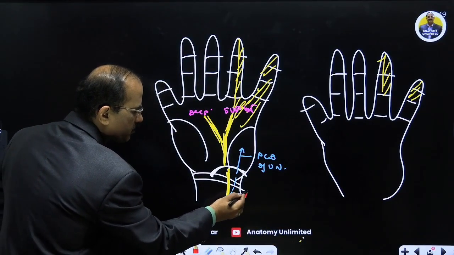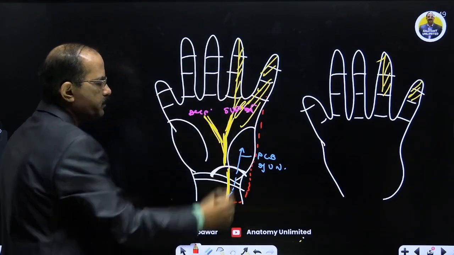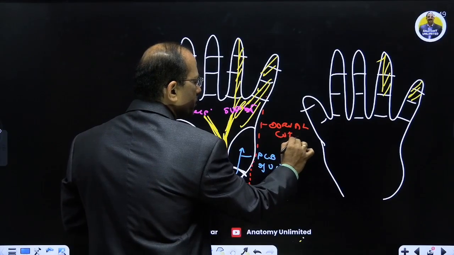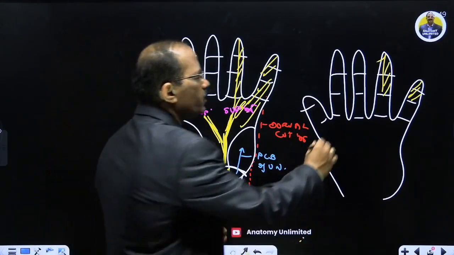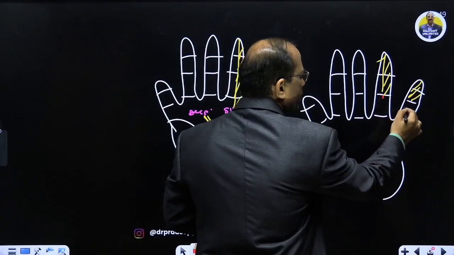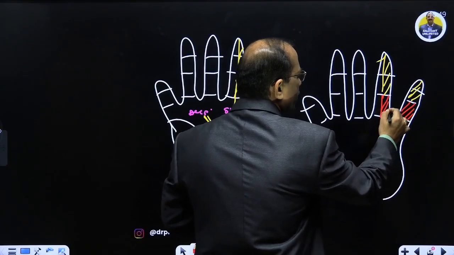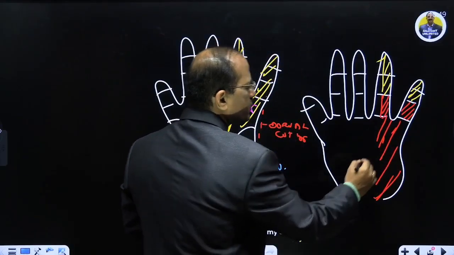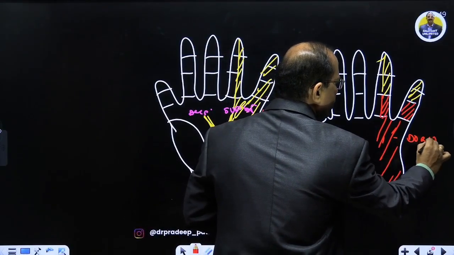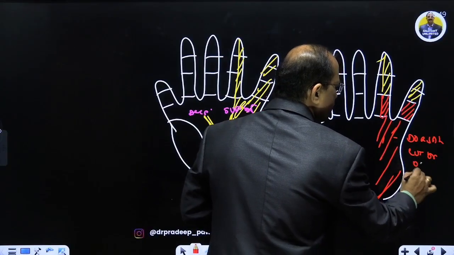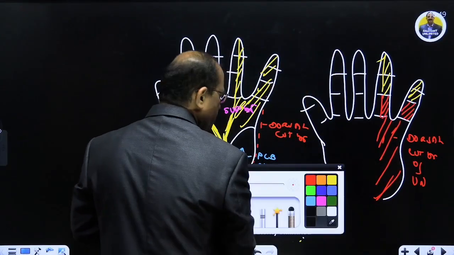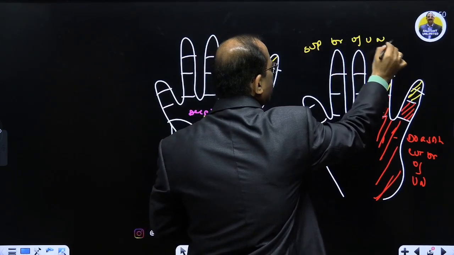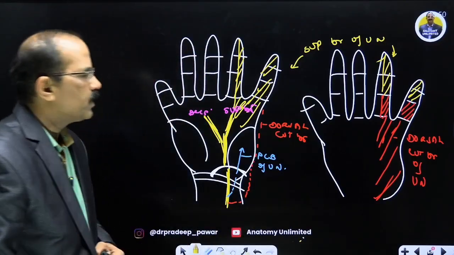It gives it backward, and this branch goes on the dorsal aspect. What is this branch known as? Dorsal cutaneous branch. Now this dorsal cutaneous branch supplies the skin on this 1.5 fingers and the dorsal. This is the dorsal cutaneous branch of ulnar nerve. What is this branch? This is the superficial branch of ulnar nerve.